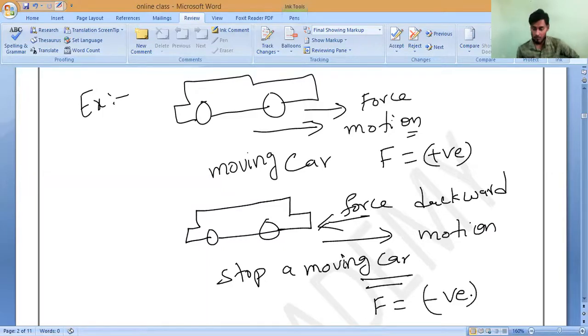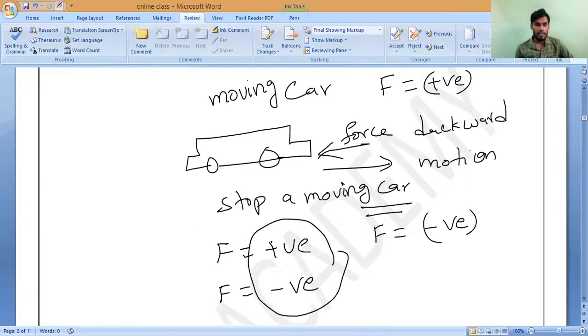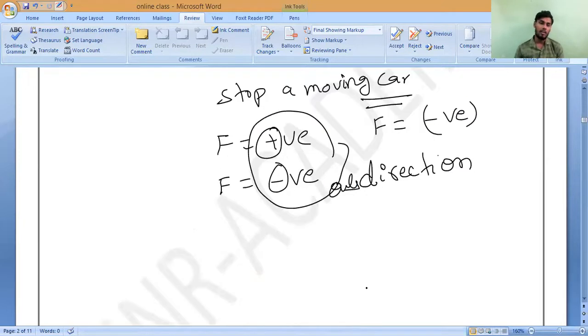Do you understand? Whenever I say F is negative, is this sign indicating value or only direction? It is indicating only direction. It's not minus force. There is no negative force. The minus only indicates direction. That is what all of you should remember.